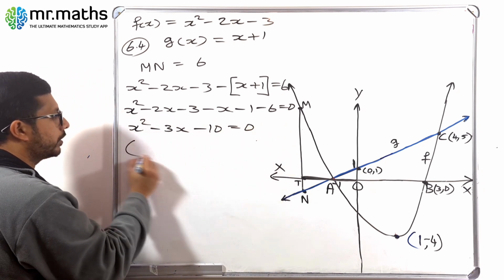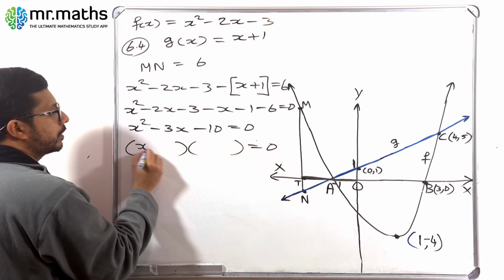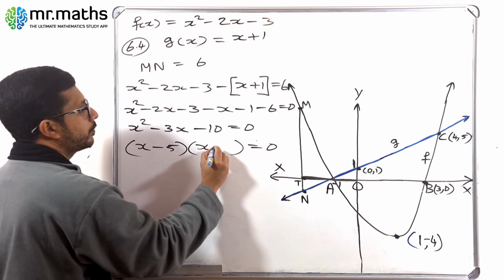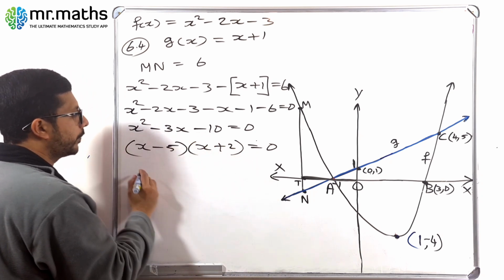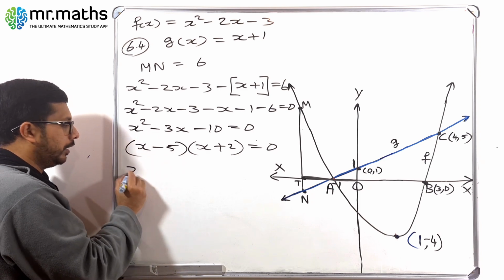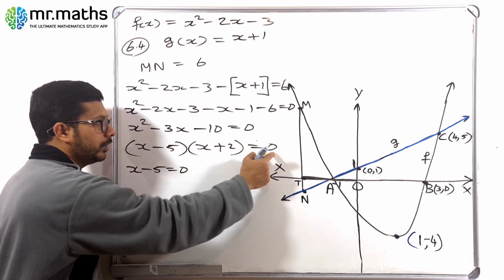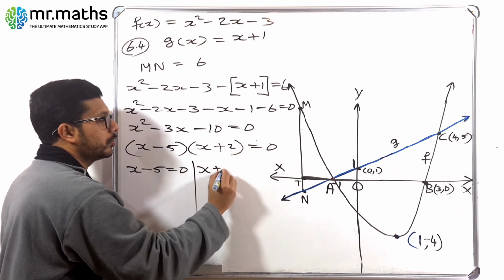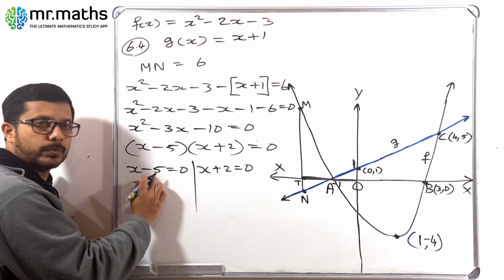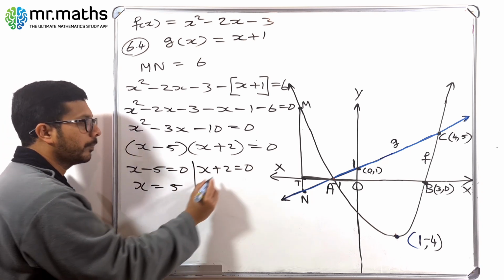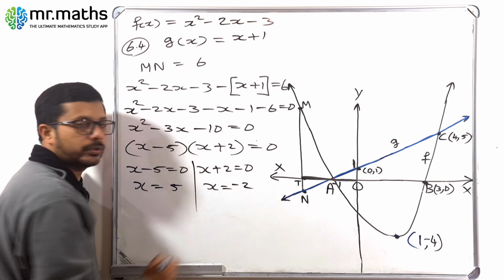Now you have to factorize that. What are the factors, guys? So it is x minus 5, x plus 2, since minus 5 into 2 is minus 10, and minus 5 plus 2 is minus 3. So what are the x values? Either x minus 5 is equal to 0, or x plus 2 is equal to 0. So from here, take this minus 5 to the other side, so x is positive 5. Here, x is equal to, take this plus 2 to the other side, so it is minus 2.